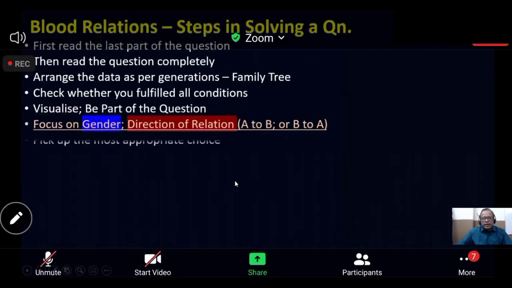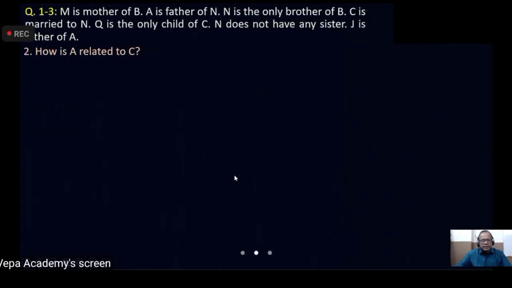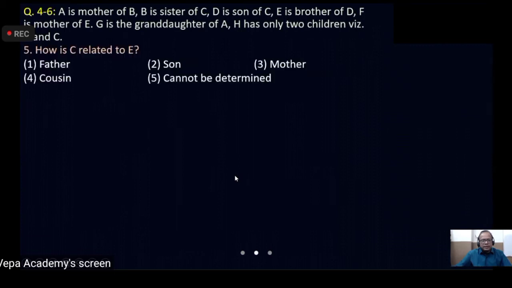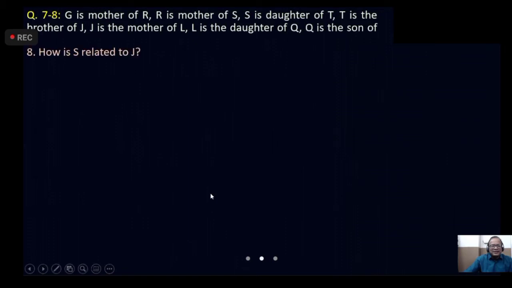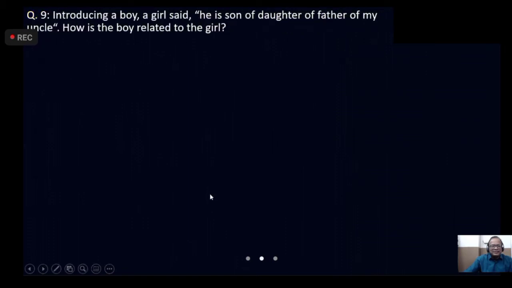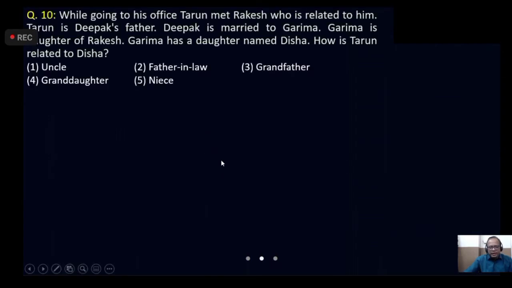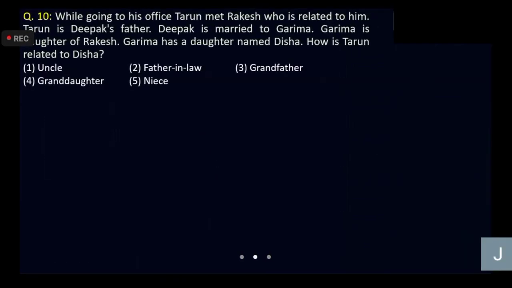So we start where we left yesterday. Blood relations. We completed 10 questions. We will be discussing 11 to 20. After that, we'll take up a new chapter, new topic, right?